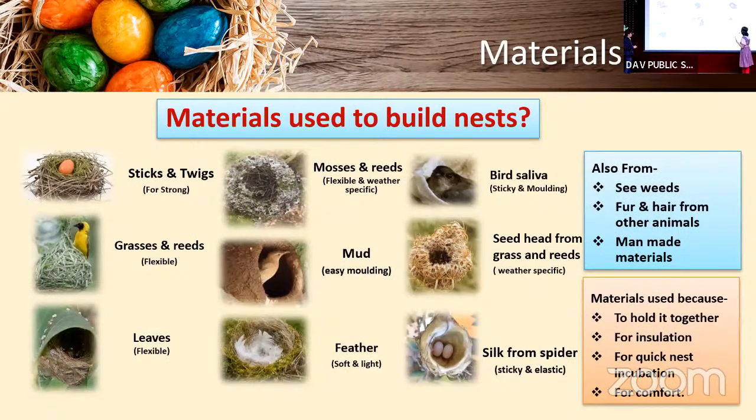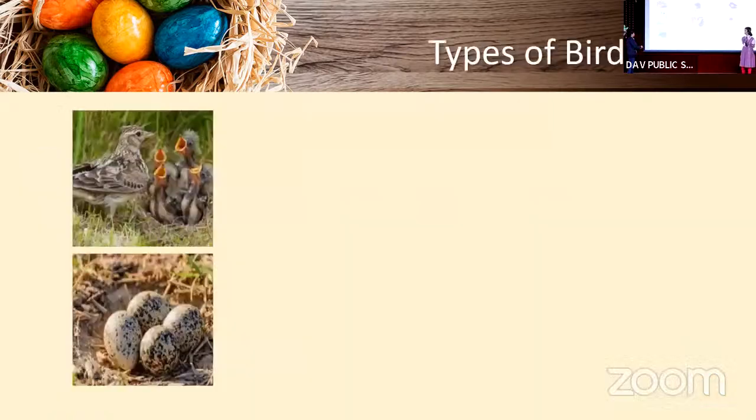Materials used to build nests are sticks and twigs, grasses and reeds, leaves, mosses, mud, feathers, bird saliva, seed heads from grass and reeds, silk from spiders, seaweeds, hair from other animals, and man-made materials. These materials are used to hold the nest together, for insulation, for quick nest incubation, and for camouflage.